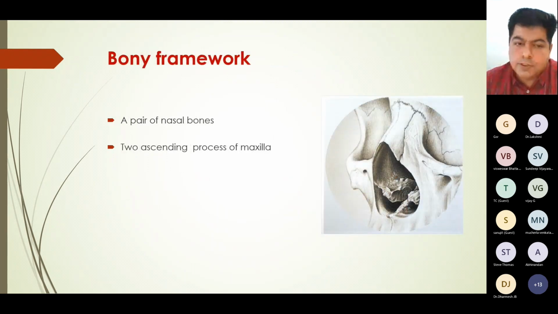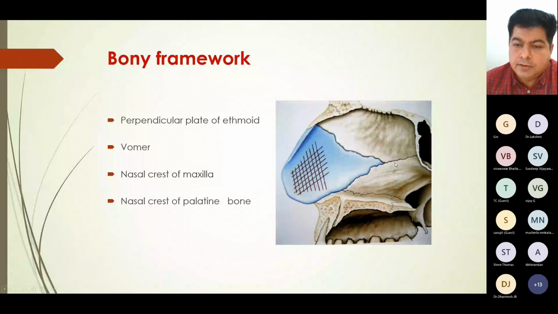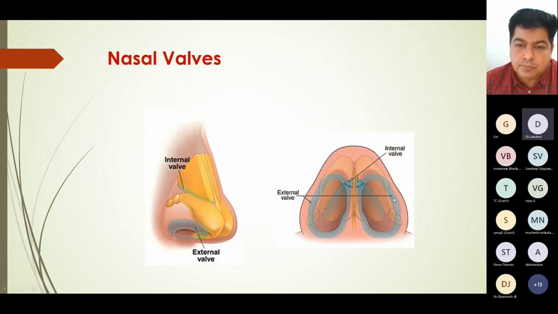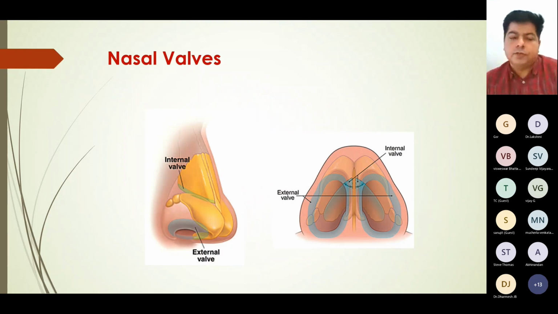As far as the bony framework is concerned, we have a pair of nasal bones and two ascending processes of the maxilla which form the lateral nasal wall. In the midline, we have the perpendicular plate of the ethmoid, vomer, and the nasal crest of the maxilla and palatine bone. We should also be aware of the external as well as the internal nasal wall. Usually we focus only on the external nasal wall. It is primarily formed by the ala and part of the lower lateral cartilage, and it accounts for around 10 to 15% of nasal airway resistance.